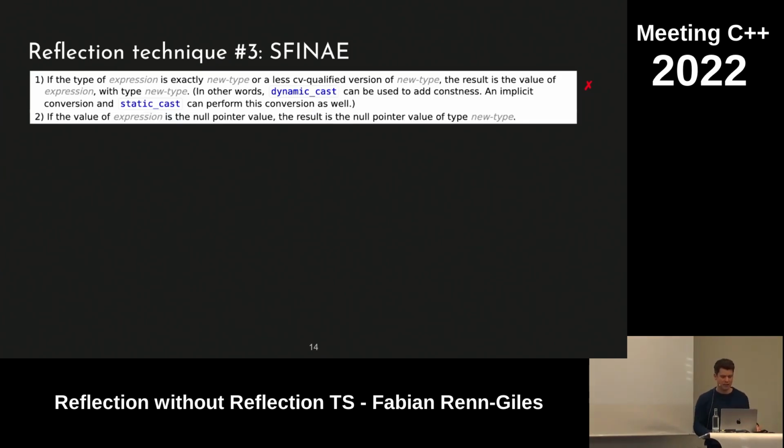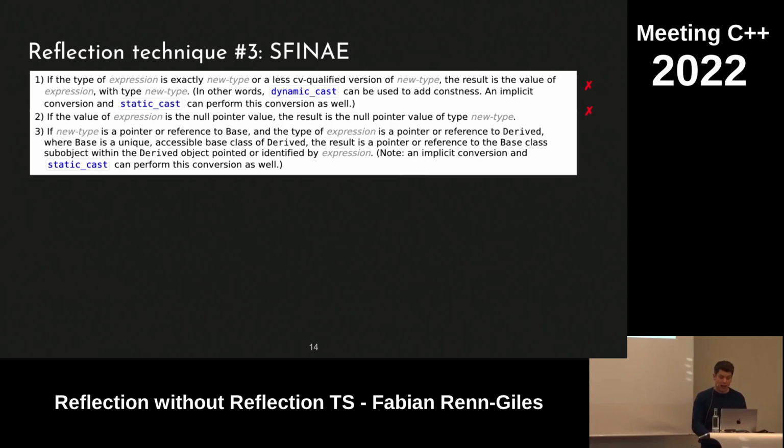The second thing the standard says is something about null pointers that we don't care about. We don't have a null pointer here, right? We have T. So we can't use that. The third thing is when the new type is a base class of T. So imagine T is child, and the target type is base. Then it says again, this can be performed by a static cast as well. Nowhere does the standard mention it needs to be a polymorphic type. So again, we have the same problem, that it's never ill-formed. So we can't use that.